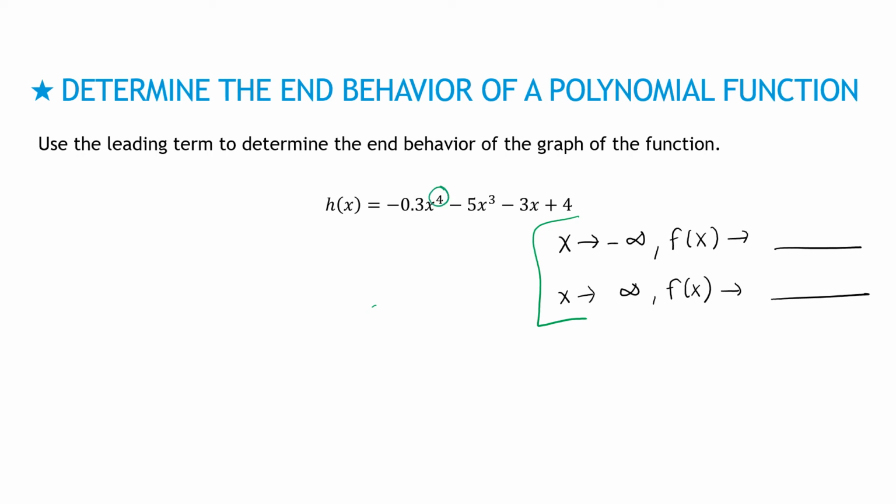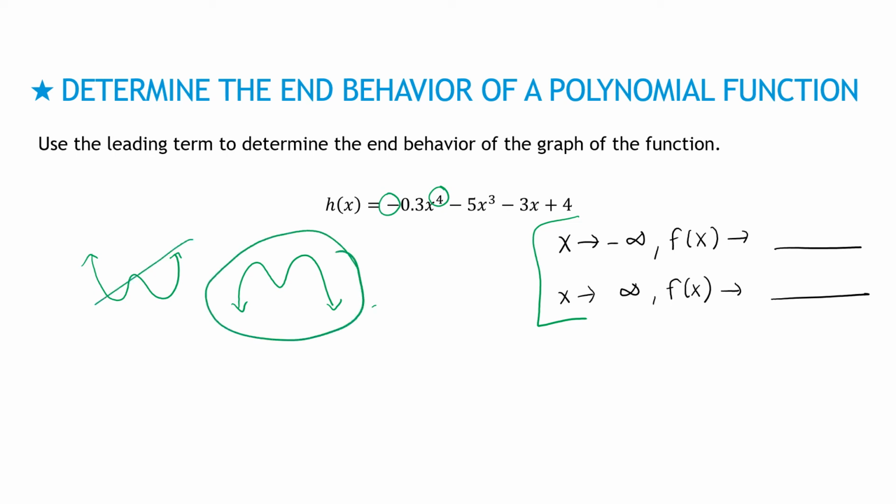Again, my degree here is 4, which means I'm dealing with what looks like sort of a W or sort of an M. Because of the negative in front of the 4, I'm looking at the opposite of what I would normally expect. So I'm looking at the M. As I move to the left of my M, this is going down forever. As I move to the right of my M, this is going down forever. So both of these would be negative infinity, or just know that this is what my graph would look like.